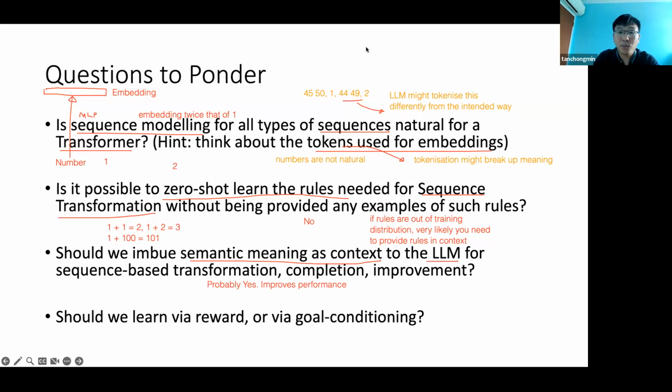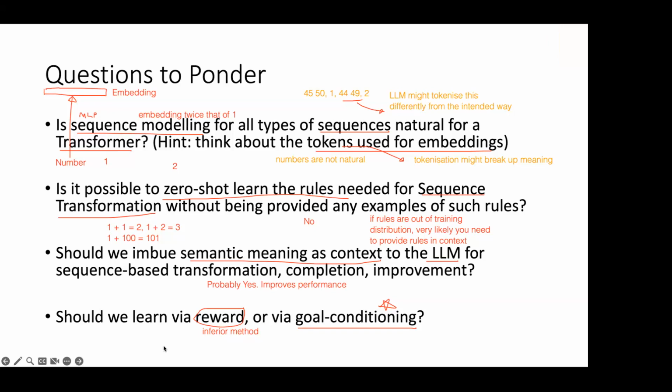Okay, lastly, should we learn by reward or goal conditioning? I think you all know my view. My view is definitely goal conditioning. But I feel like we have been too focused on reward for too long. I think this is an inferior method. I dare to say that reinforcement learning with rewards is not the way to go. We need to change that point of view.